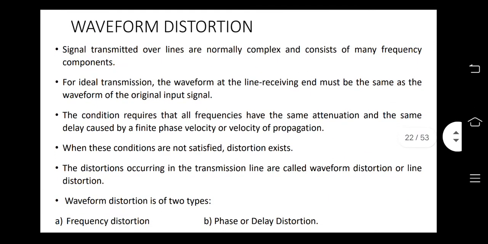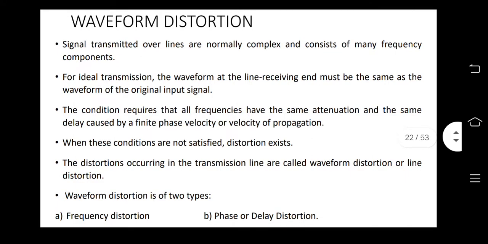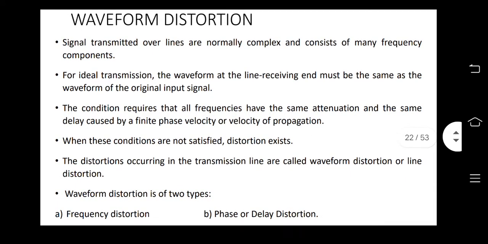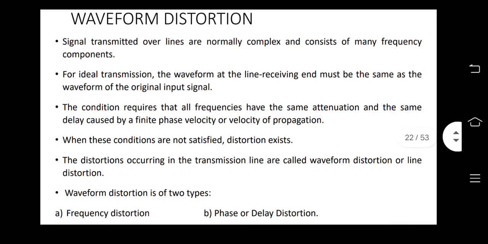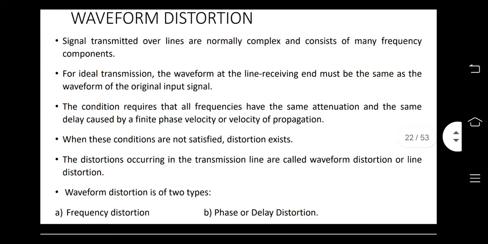Waveform distortion. The signals transmitted over lines are normally complex and consist of many frequency components. So for ideal transmission, the waveform at the line receiving end must be the same as the waveform of the original input signal. The conditions require that all the frequencies have the same attenuation and the same delay caused by a finite phase velocity, or velocity of propagation.